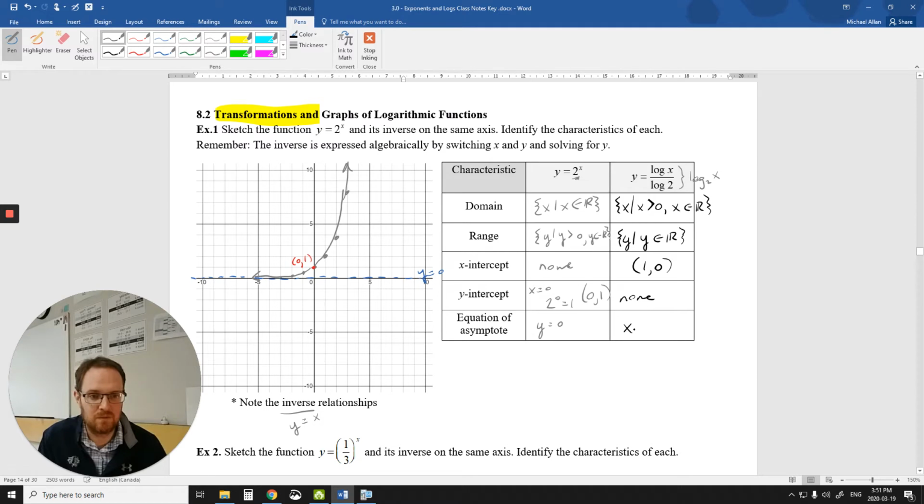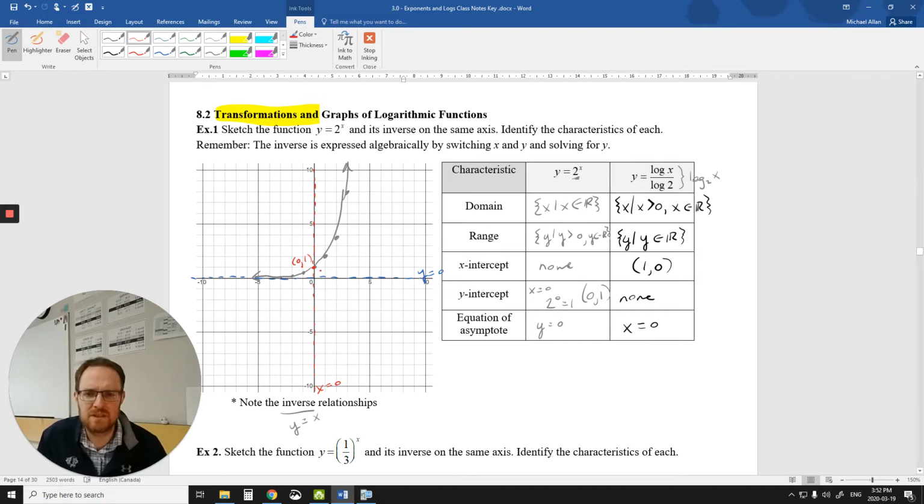And I switch my x's and y's, so this y becomes an x. So it looks like I'm going to have an x asymptote, or a vertical asymptote this time, rather than a horizontal asymptote. So according to this information here, let's see what this looks like. I'm going to switch x and y, so I have some points on this graph already. So I have this asymptote at x equals 0.